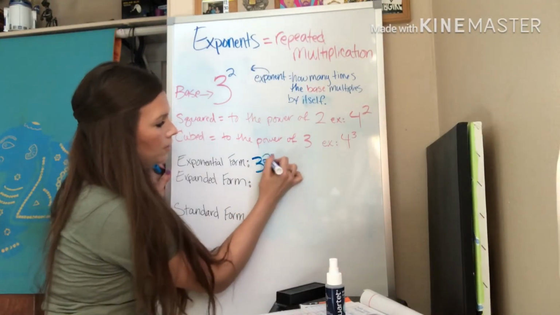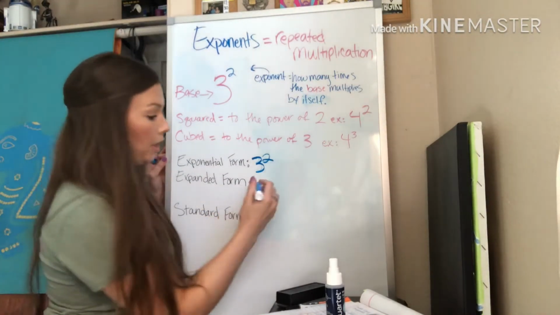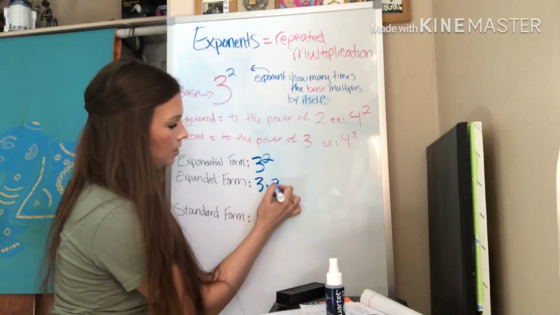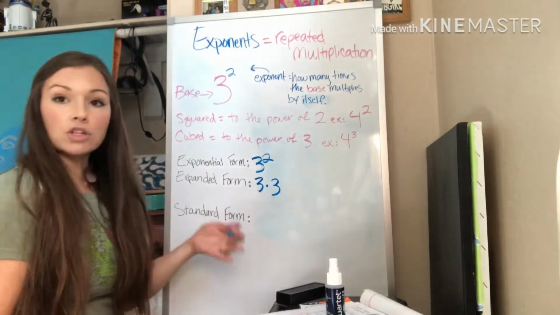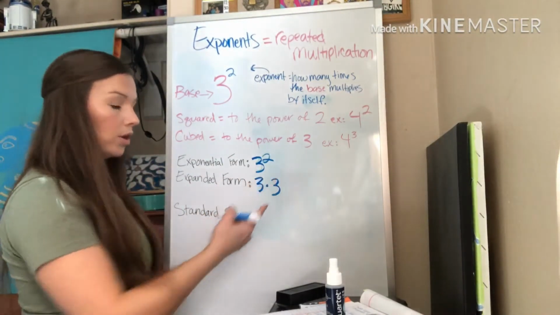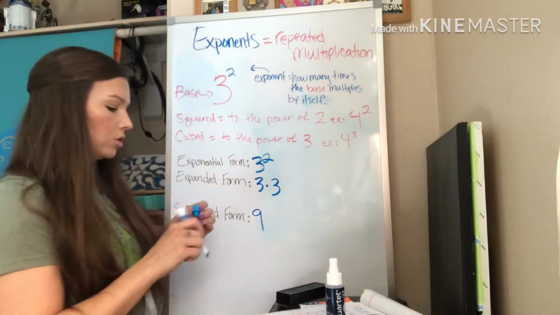Three to the power of 2. Okay? The expanded form of this would just be 3 times 3. Okay? And the standard form is just your answer. So what's 3 squared or 3 times 3? It is 9. So let's look at a couple more.